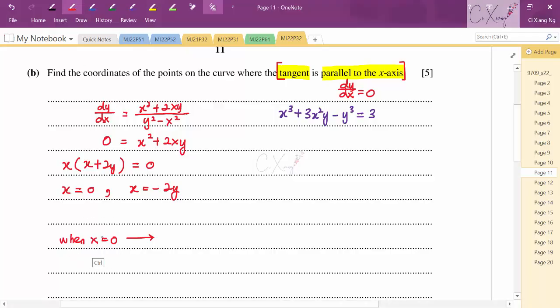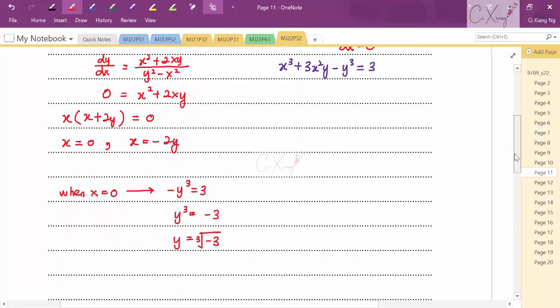Substitute x equals 0 into my original equation. The first term is 0, the second term is 0. I am left with only negative y power 3 equals 3. If I simplify, y is equal to the cube root of negative 3. So from here we get the first coordinate: when x equals 0, y is the cube root of negative 3.